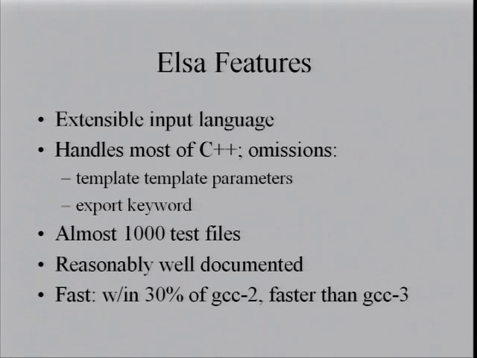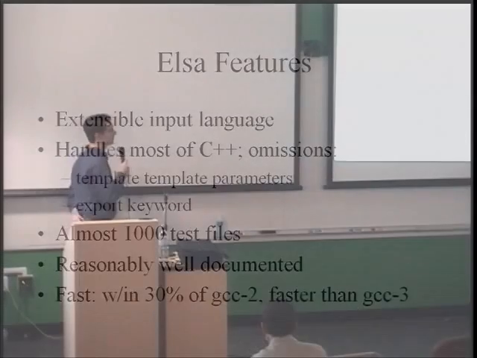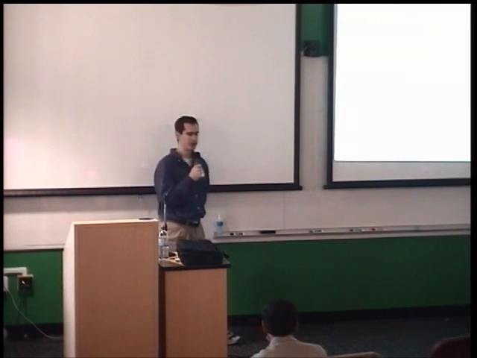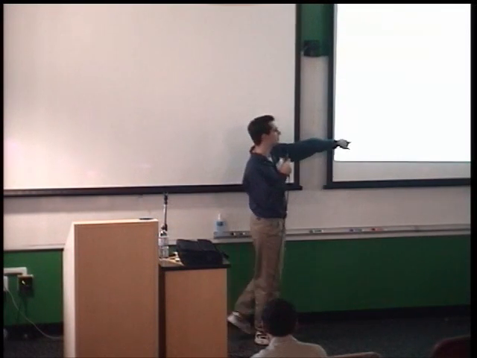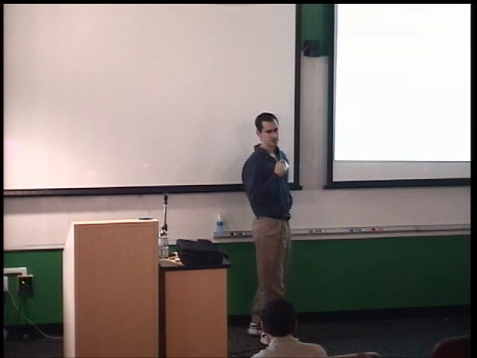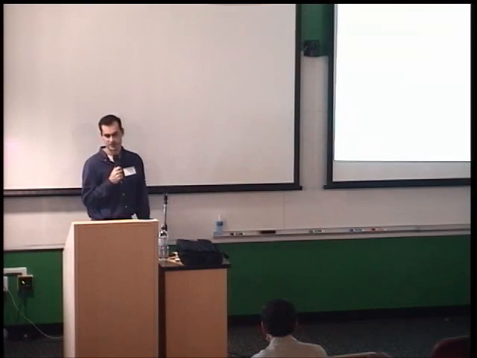Okay, so the main features of Elsa: the parser has this extensible input language, as I described, and handles most of the C++ language. The two things that are just not implemented at all are template template parameters, which is passing the name of a template, uninstantiated, as an argument to another template, and the export keyword, which no one understands. It has about 1,000 test files. I claim it's reasonably well documented. And it's actually fairly fast, though the original goal wasn't to be all that fast. It's about 30% slower than GCC 2 and much faster than GCC 3. I have not compared to GCC 4.